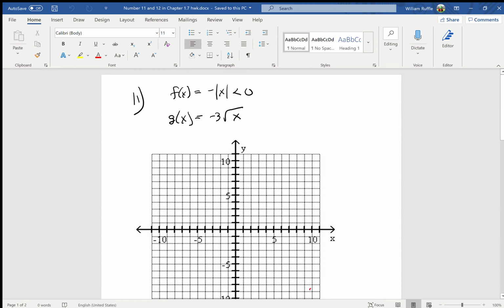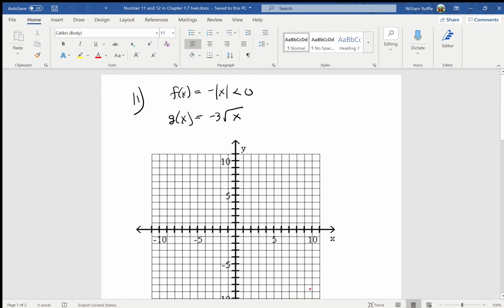Okay, I'm going to do number 11 and 12 in the chapter 1.7 homework. I said you could do this by hand, so I'm going to do this by hand so you have a quote-unquote answer solution. Now the problem is everybody's numbers may be slightly different than mine, but they should be very similar and the process would be the same. So we have two functions here.